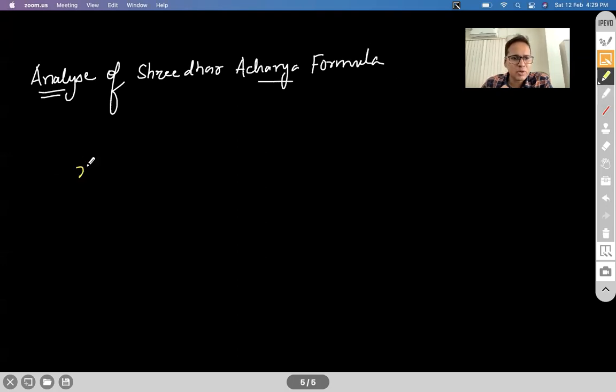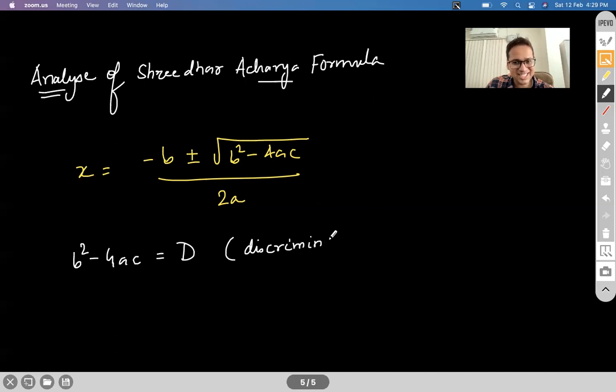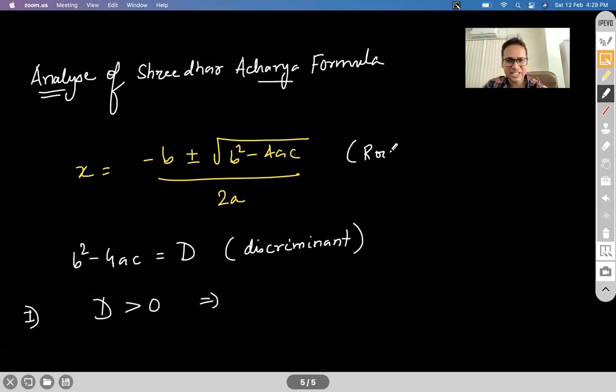So when we talk about this expression, minus b plus minus root d, which is b square minus 4ac, by 2a, this term b square minus 4ac we call the discriminant. By the way, many people call it determinant. It is actually discriminant. Discriminant is something which helps you discriminate between the nature of the roots. So three situations arise. If your discriminant is positive, we say that the roots are real and distinct.